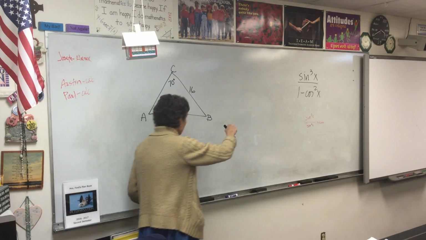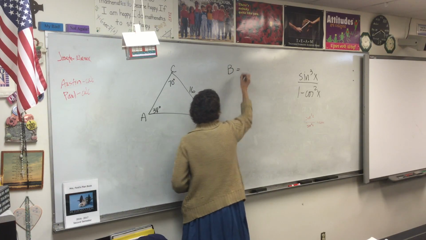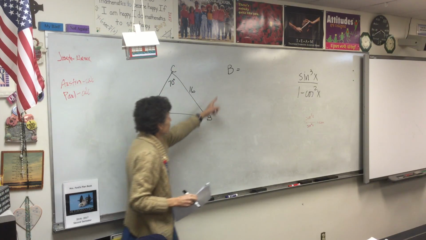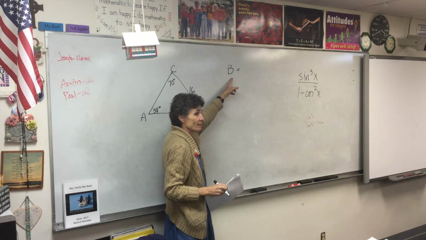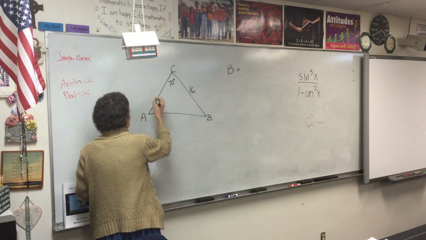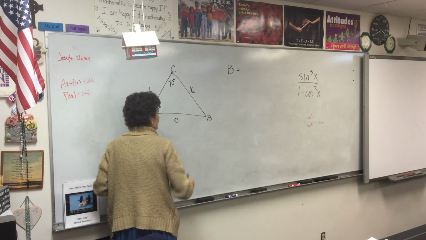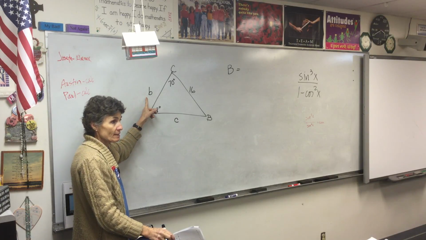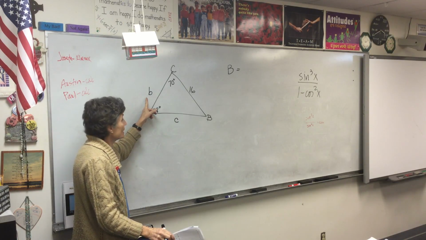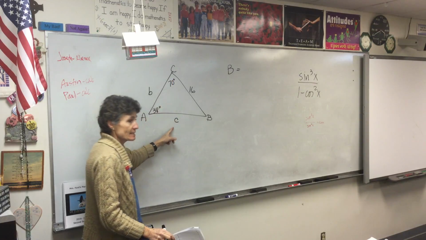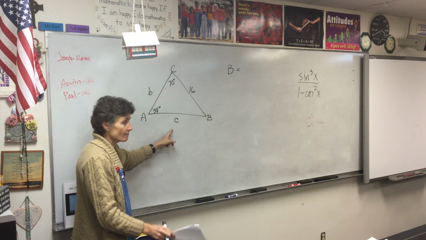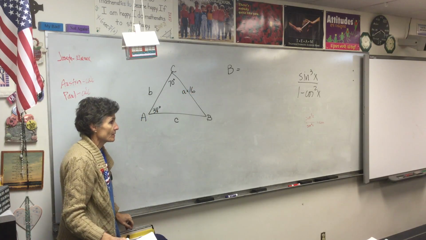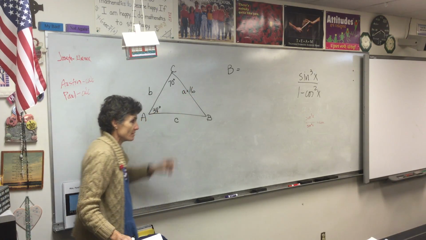So what's missing? Angle B is missing. I use capital letters for my angles, so that means the measure of angle B. I don't know this side and I don't know this side. The side across from angle B is called little b. And the side across from angle C is called little c. The 16 is actually little a because it's across from the A.